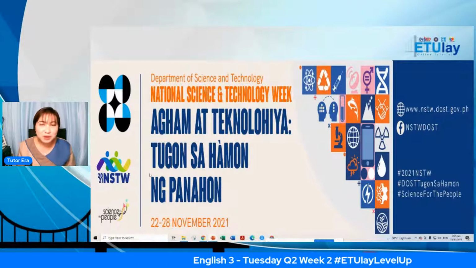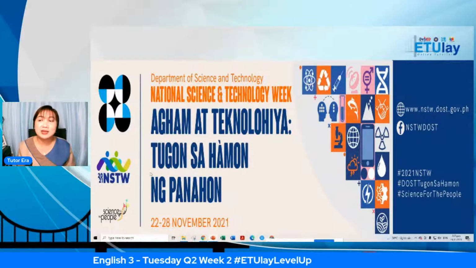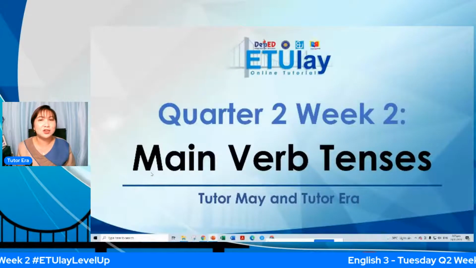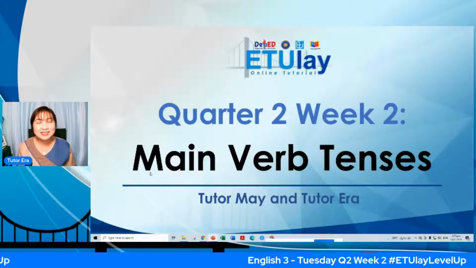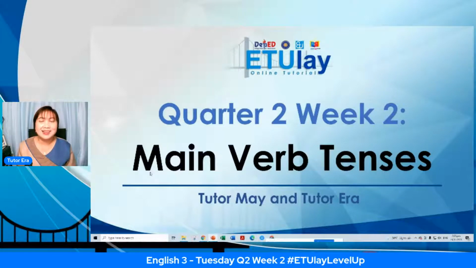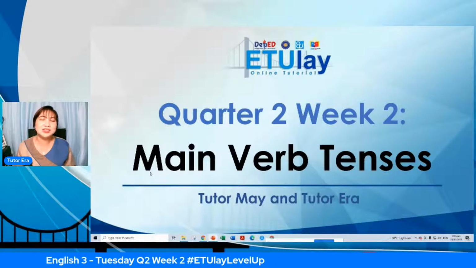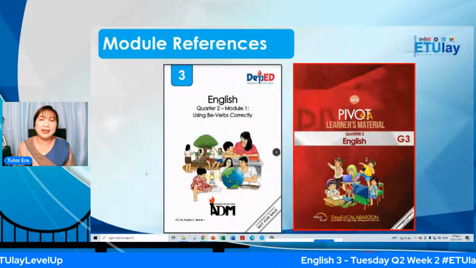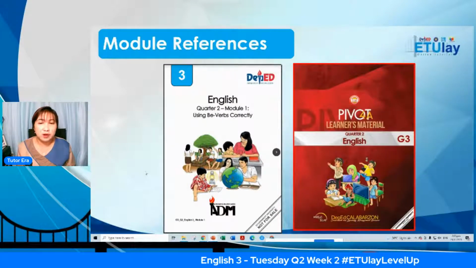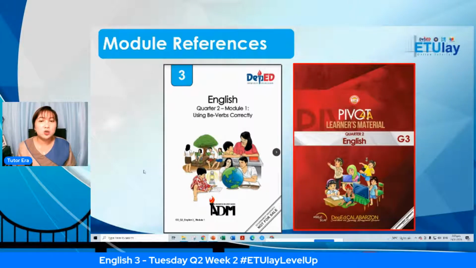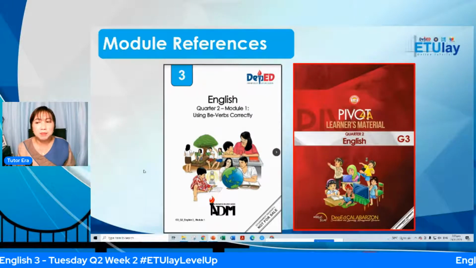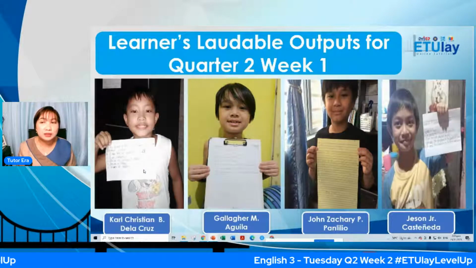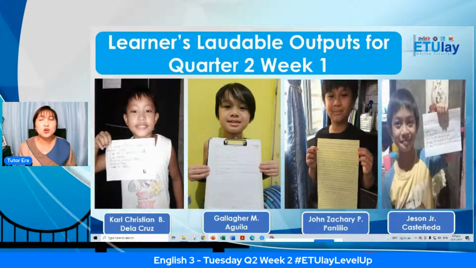So this is the PowerPoint or the slide that I'm looking for. So it is for this week, November 22 to November 28. Okay, so I am now presenting the correct slide, our quarter 2, week 2, which is all about main verb tenses. Okay, so there you go. And our module references are from, of course, here, English quarter 2, module 1 of BLC and Pivot 4A. All right, so I would like to share with you now the learners' laudable outputs for quarter 2, week 1.